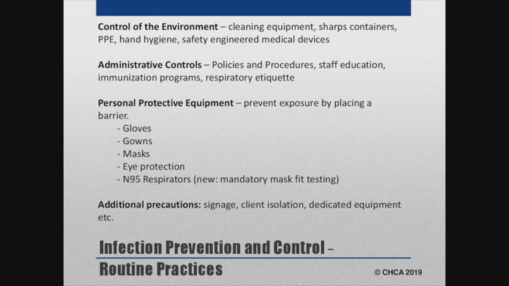Administrative controls, of course, are policies, procedures, staff education, such as this, personal protective equipment like gloves, gowns, masks, eye protection, and ensure that your N95 fit test is done. And finally, additional precautions are signage, client isolation, and dedicated equipment. It's important that we review where this personal protective equipment and isolation equipment is, especially working in the north, because we may not necessarily have a specific cart that is designated to this, which we may see in other hospital settings.